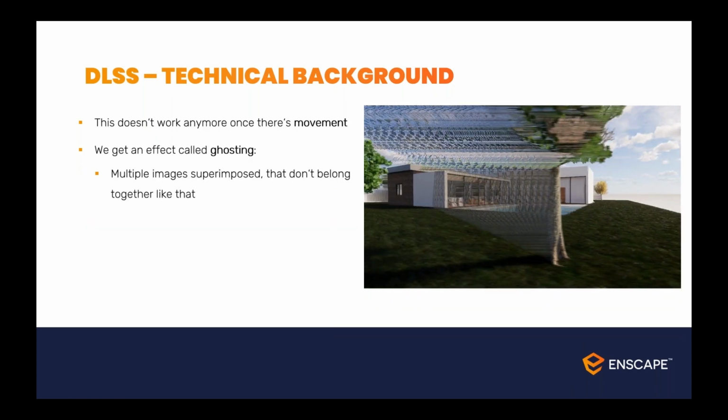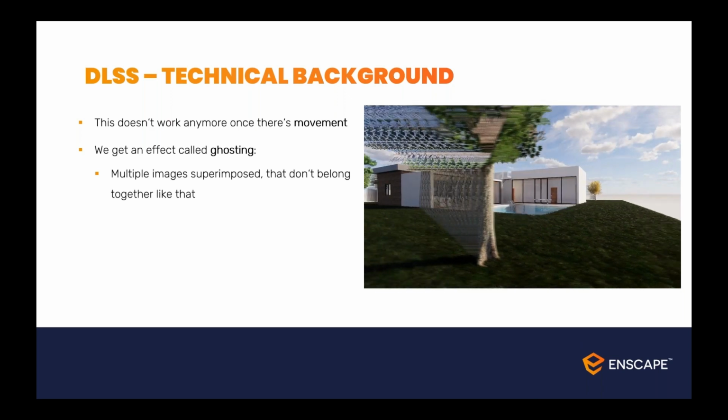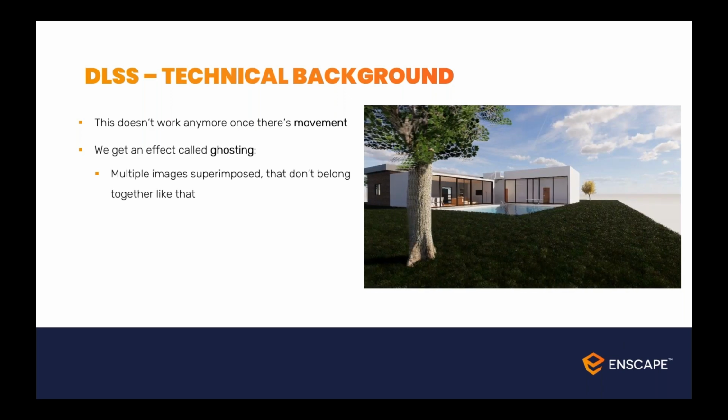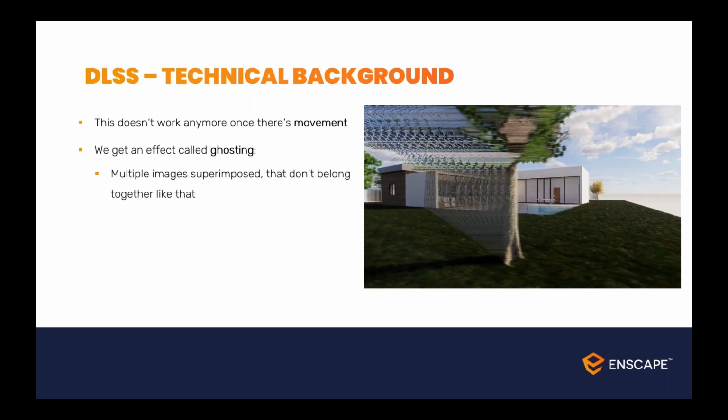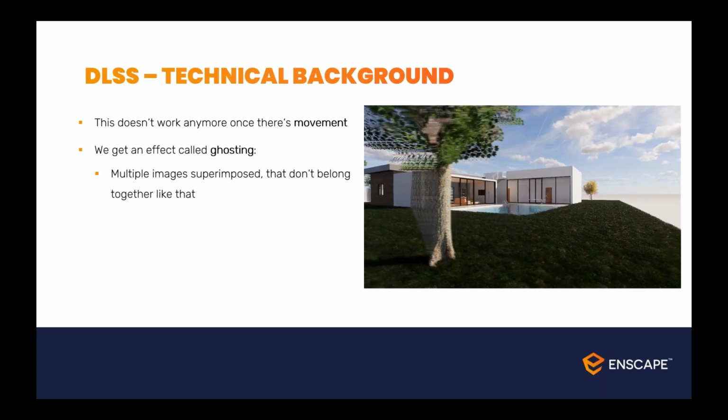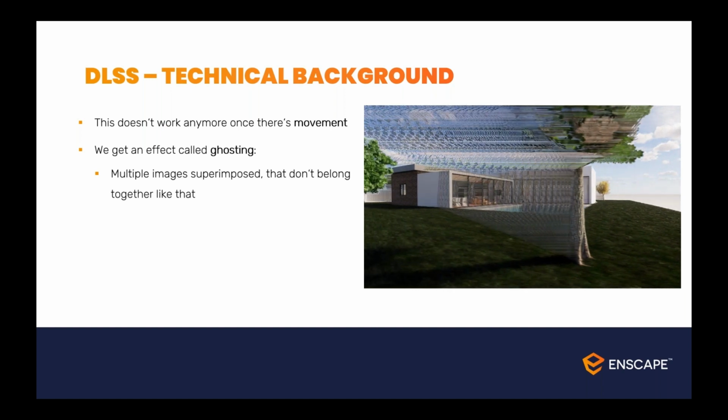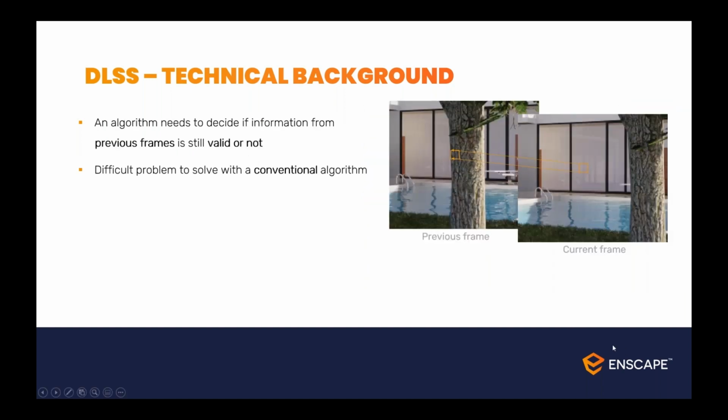However, once movement comes into the equation, things fall apart. We get an effect called ghosting, and that's because multiple images are now superimposed that don't belong together like that. So to solve that, an algorithm needs to decide if information from previous frames can still be reused or is still valid or not. You can see that in the example on the right.